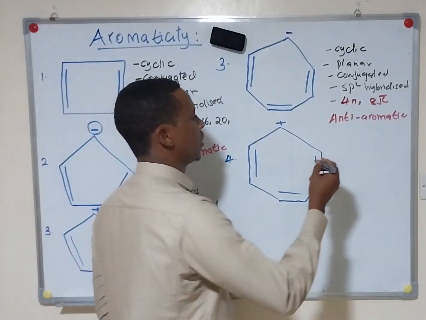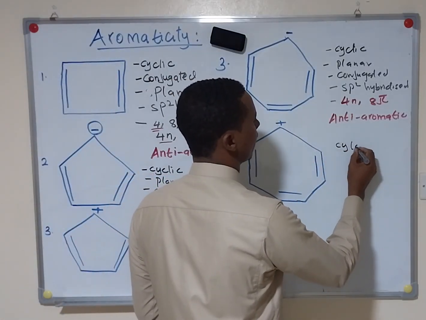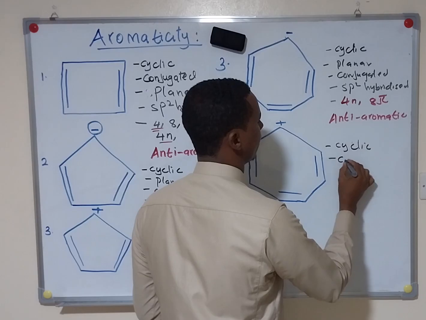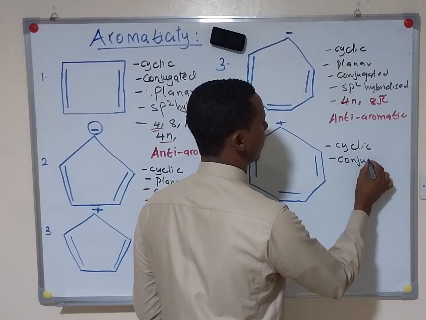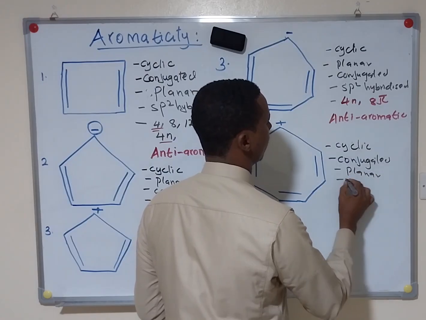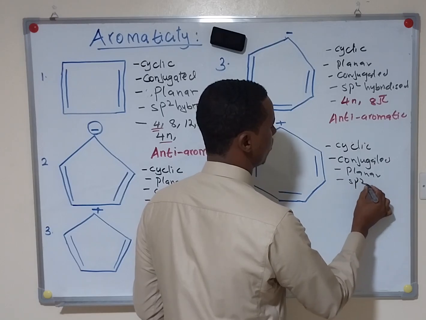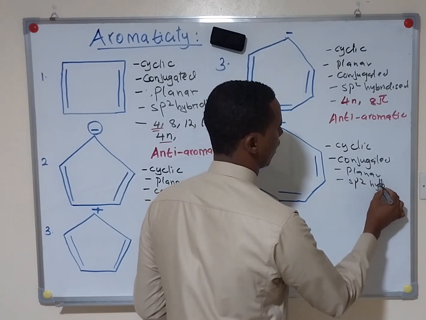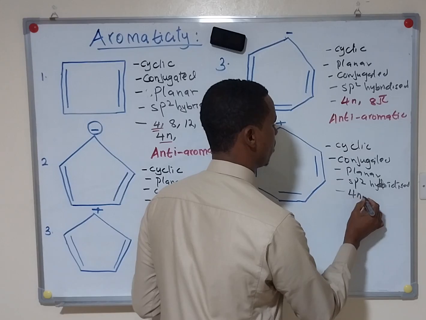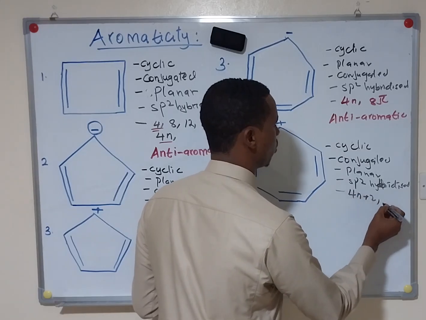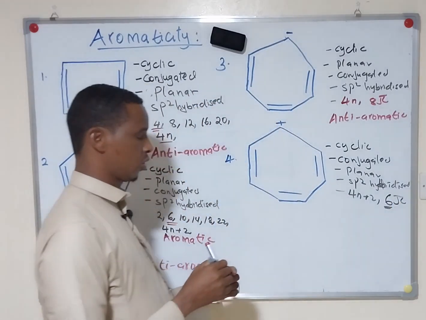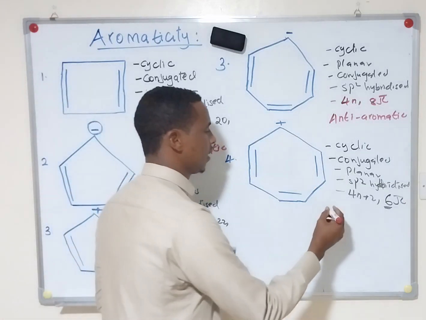It has the other rules, that is, it is cyclic, conjugated, planar, sp2 hybridized, and lastly it conforms to 4n plus 2, since it has 6 pi electrons. So that structure is aromatic.